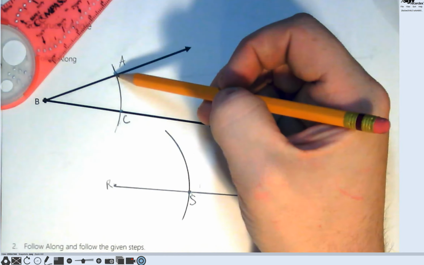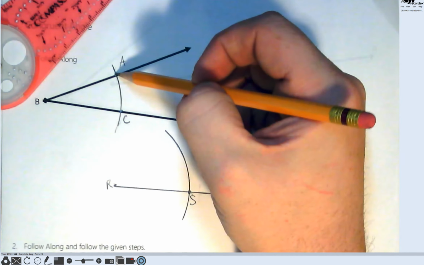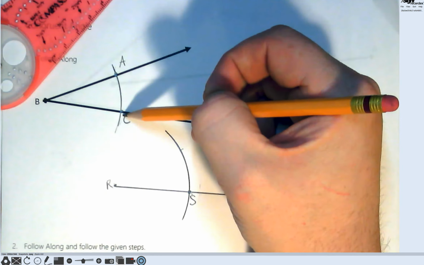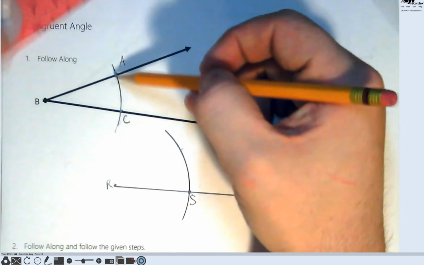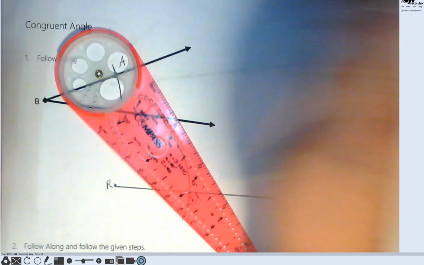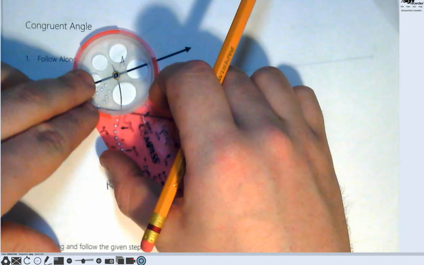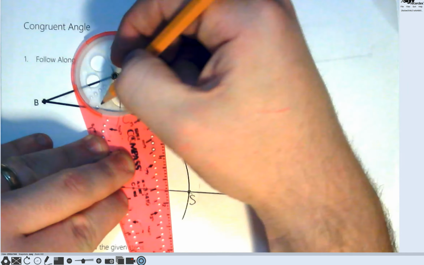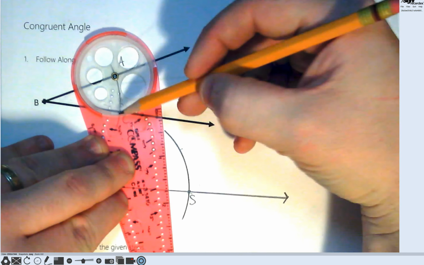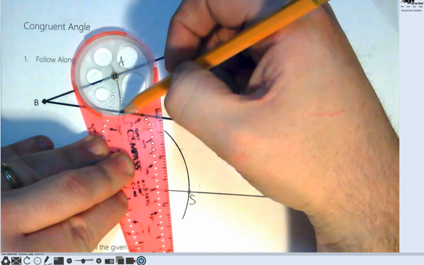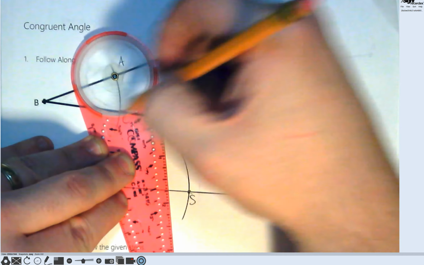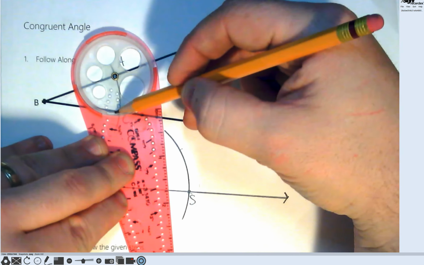Now I want to make a point on this arc that's the same distance A is from C. So the way I'm going to do that is figure out what that distance from A to C is. To do that, I'm going to put my compass on point A, and I need to find a hole on the compass. It looks like the red part's not going to work, so I have to transition over here to the white part. I want to find a hole in the compass that lines up with point C. I found this hole here lines up with point C fairly nicely. So now I found the distance from A to C.